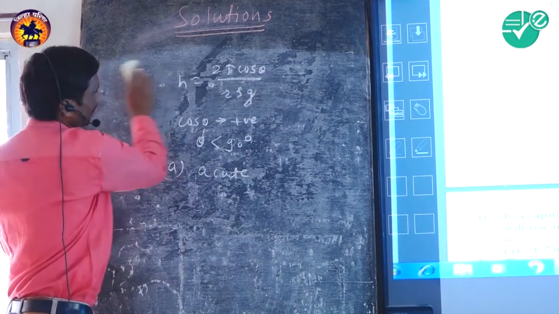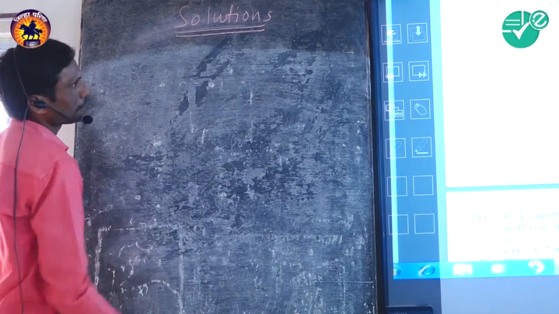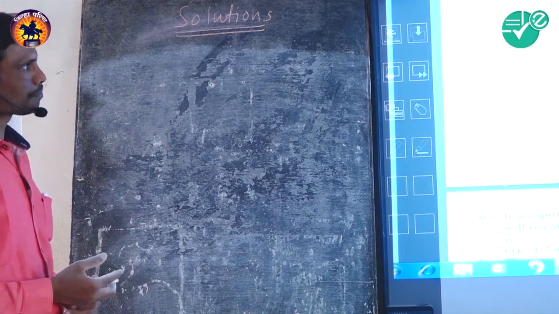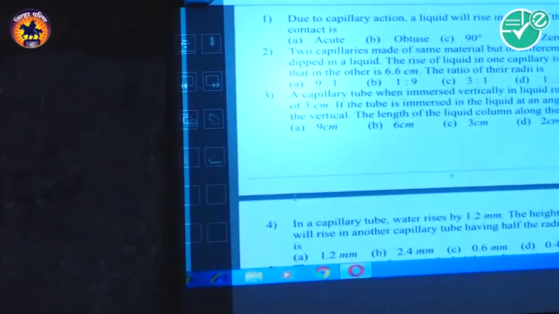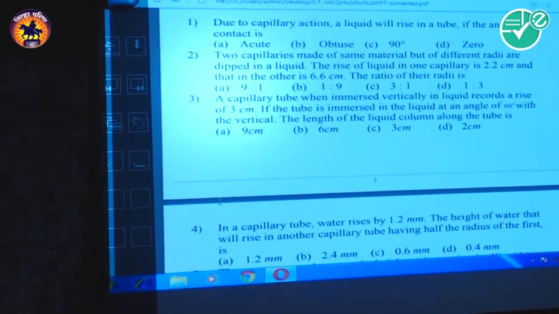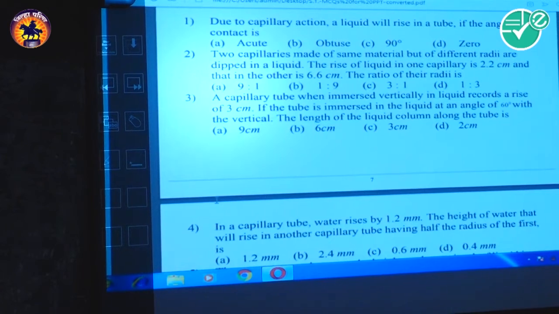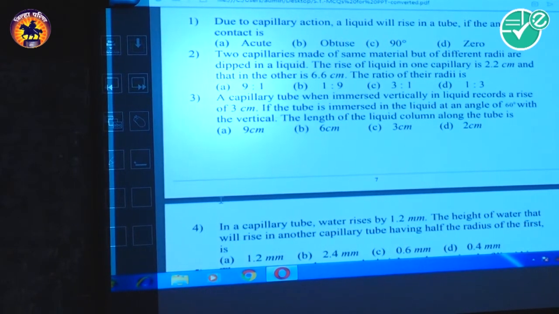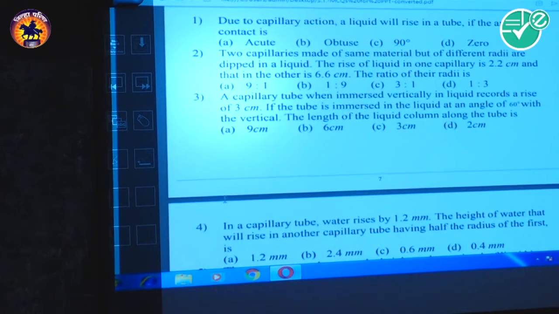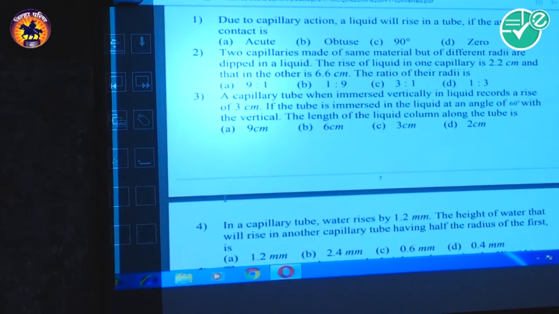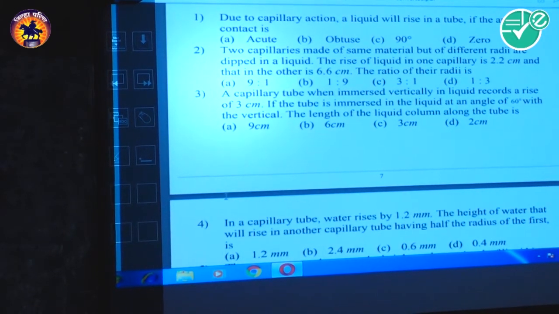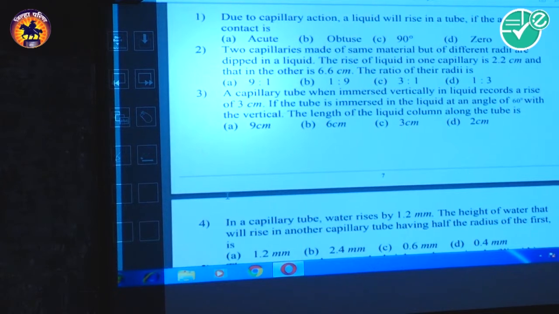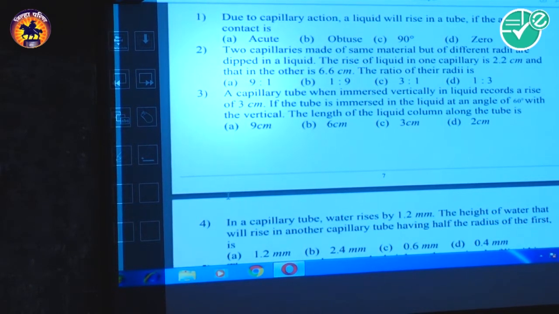Then we shall take the second MCQs. Two capillaries made of same material but of different radii are dipped in liquid. The rise of liquid in one capillary is 2.2 centimeter, and that in the other is 6.6 centimeter. H1 is 2.2, H2 is 6.6, and we are asked to determine the ratio of their radii.